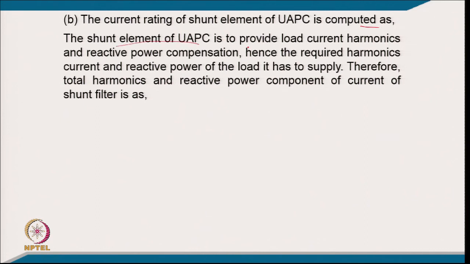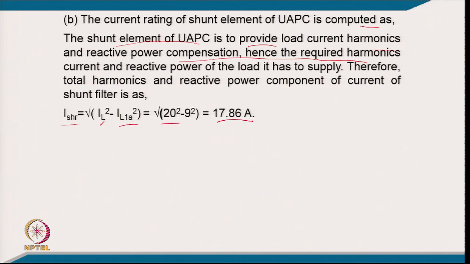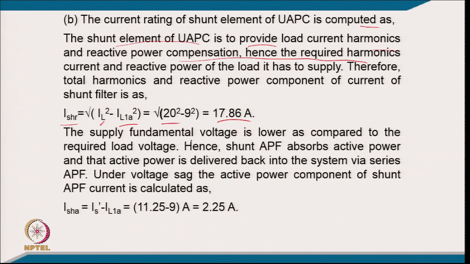The shunt element of the universal active power filter is to provide the load current harmonics and reactive power compensation, hence it has to supply the required harmonic current and reactive power of the load. Therefore, the total harmonic and reactive power component of the current of the shunt filter is calculated as follows: IS as IL square minus the fundamental active component square. So, it comes around 17.86 ampere, and the supply voltage is lower as compared to the load voltage, hence the shunt filter absorbs the active power, and that active power is delivered back via the series active filter.